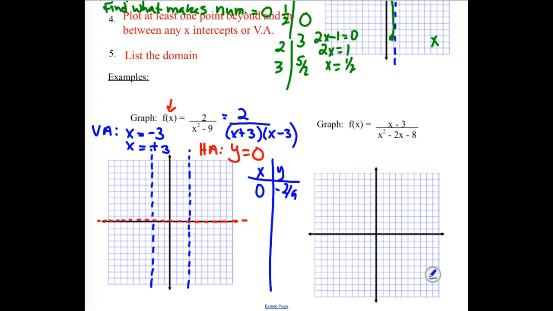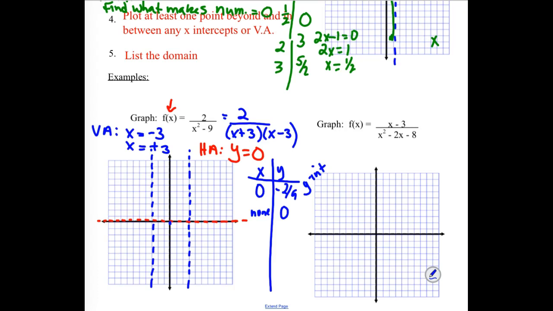Okay. What if I try to put a 0 in for y? Remember we said to find that x-intercept, I need to figure out what makes the top 0? Can this numerator ever be 0? No. So we don't have any. Okay, so we have a y-intercept here, but no x-intercepts. So I'm crossing the y-axis at 0, negative 2/9. So I'm just below the x-axis there.